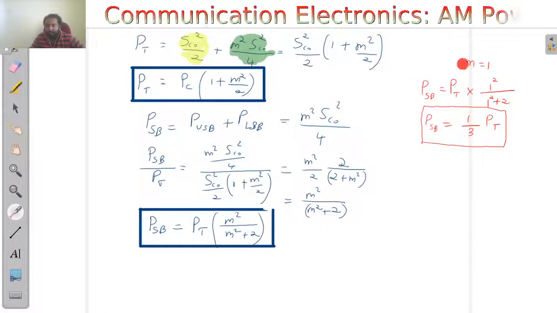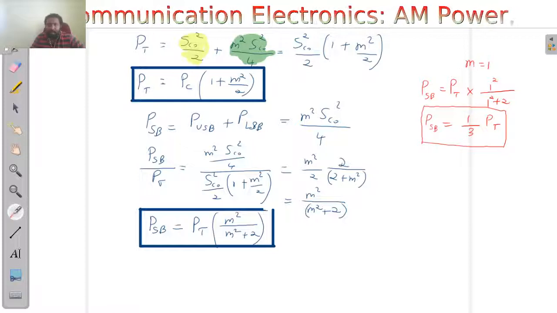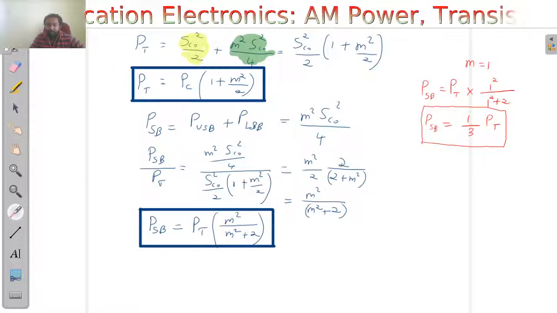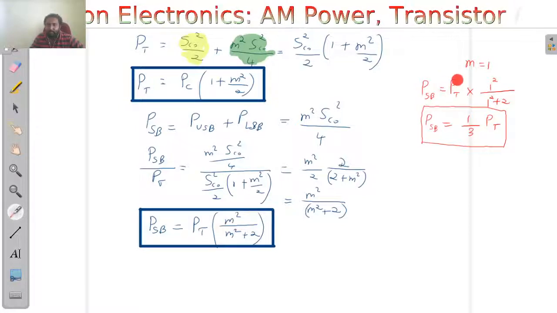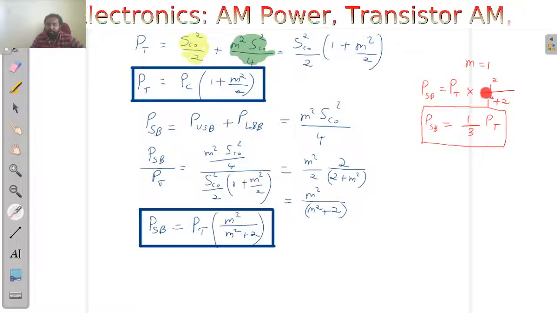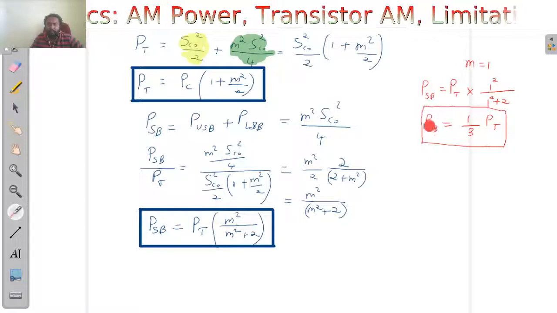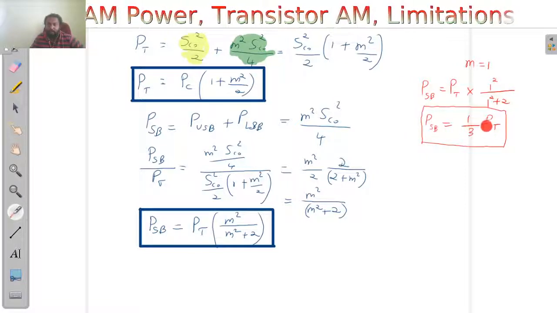So I have written here m is equal to 1, and when you substitute that inside this equation, you get sideband power is equal to total power into 1 square by 1 square plus 2. And when you simplify this, you get sideband power is 1/3 of the total power.